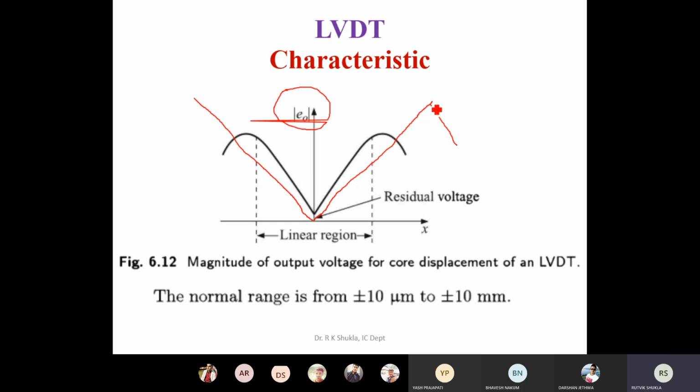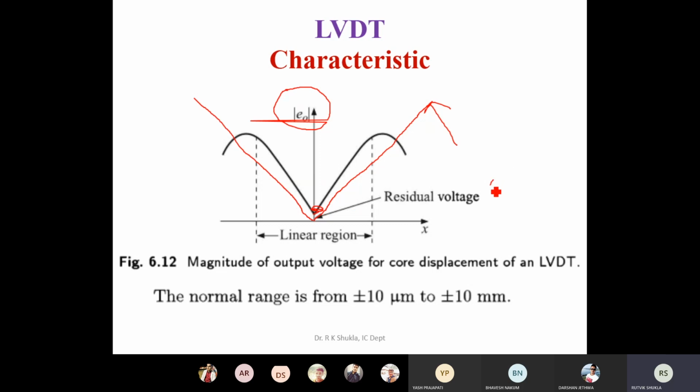Now, this red color indicates the ideal characteristic, but practically what you are getting is this. Instead of starting from zero value or from the null position, the characteristic starts from a non-null, that is, a non-zero position. In the balance condition or the null condition, even if both the outputs are in series opposition, you are expecting your output should remain zero. But in the null state, you are getting a non-null output.